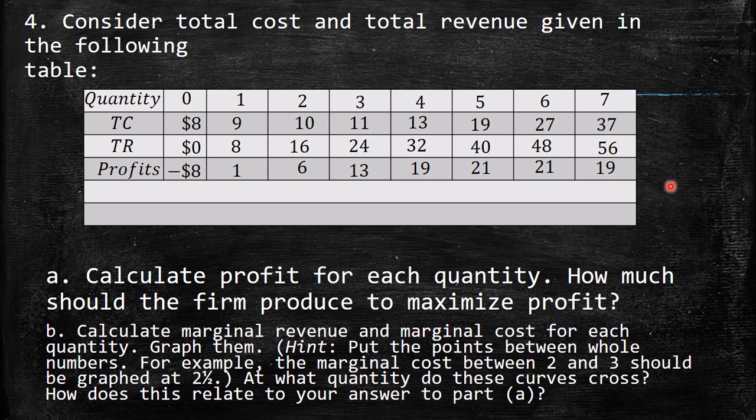Then calculate marginal revenue and marginal cost for each quantity. Graph them. And they present a hint: put the points between whole numbers. For example, the marginal cost between 2 and 3 should be graphed at 2.5. What quantity do these curves cross? How does it relate to your answer in part A?